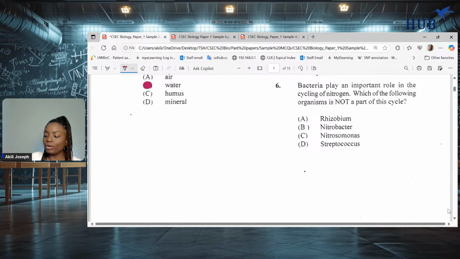Bacteria play an important role in the cycling of nitrogen. Which of the following organisms is not part of this cycle? Is it Rhizobium, Nitrobacter, Nitrosomonas, or Streptococcus?